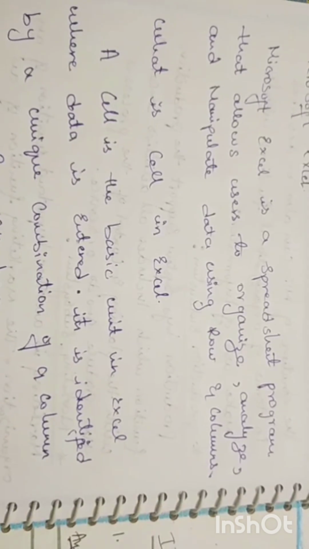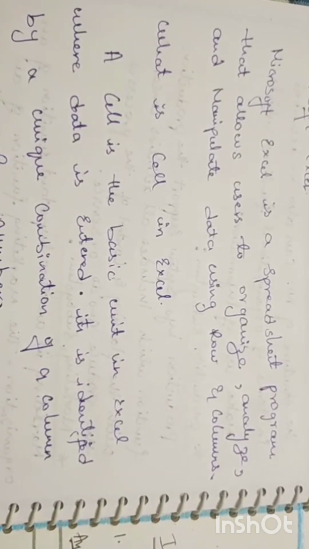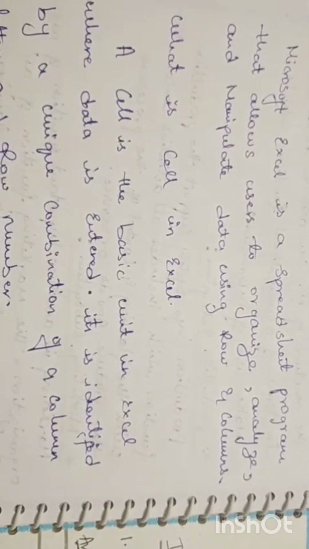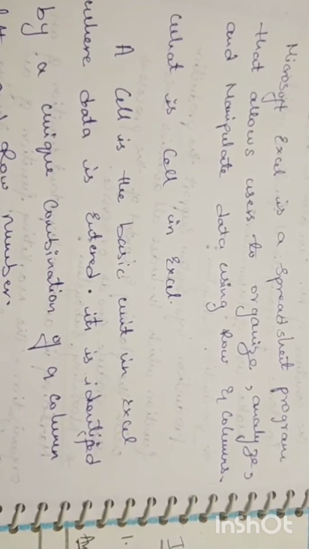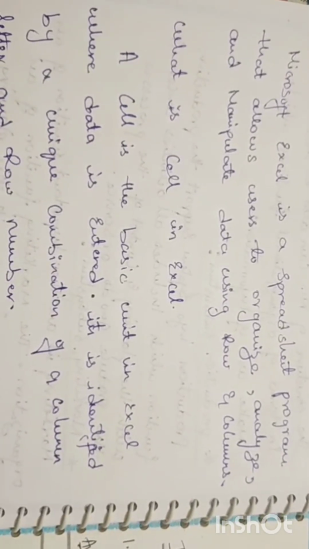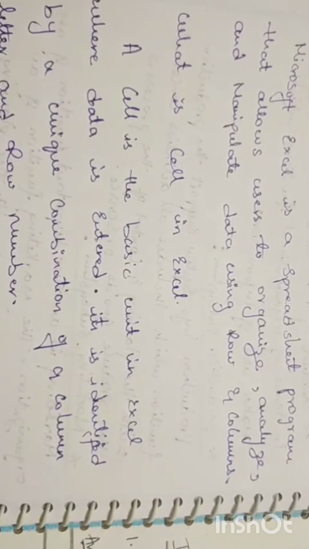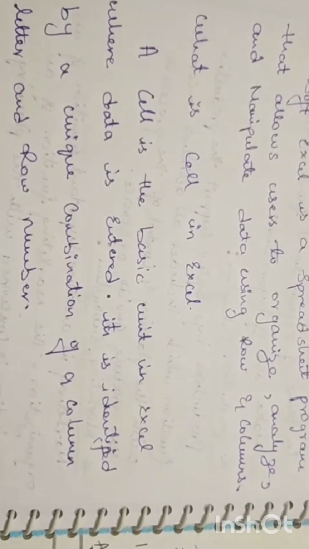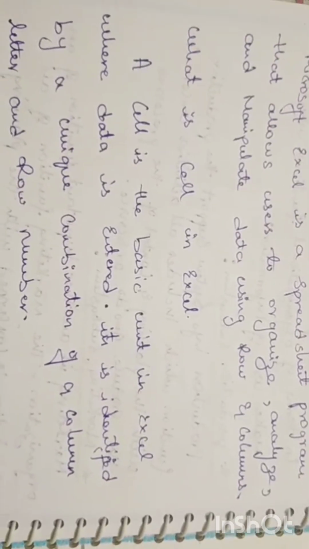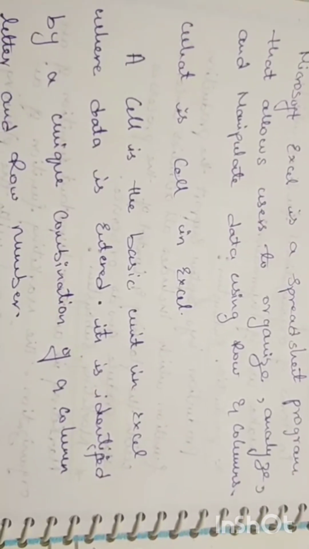So Microsoft Excel is a spreadsheet program. It is software that allows users to organize, analyze, and manipulate data using rows and columns. Like we can analyze the data, organize the data, like a separate column for date, name of the customers, phone numbers, email address, like that. So we can organize, analyze, clean, and manipulate the data.